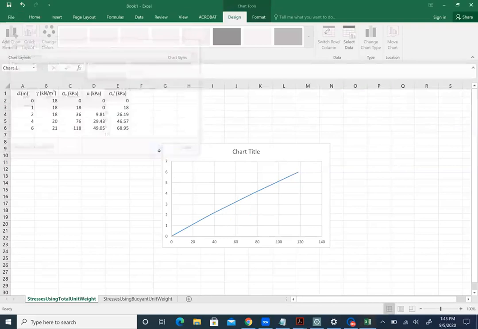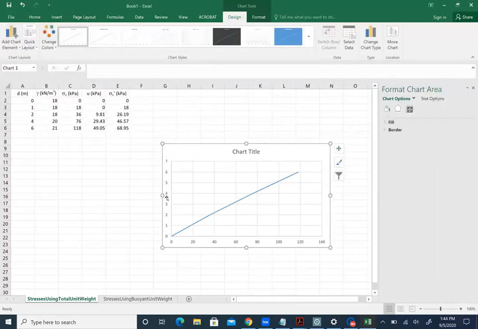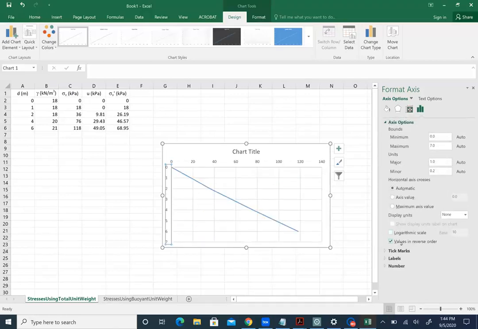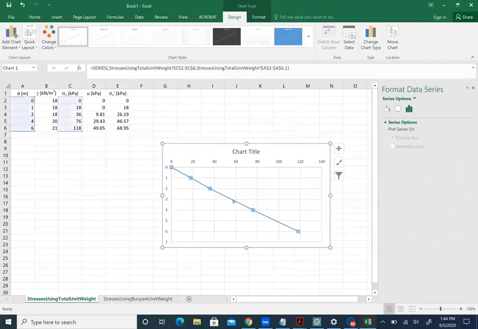And then let me come and fix one thing here. The axes. Axis options. Okay, here we go. Reverse. So values in reverse order. Right? So instead of making the depth values negative, I've kept positive depth values, but I put them in reverse order. And now you get exactly the plot that you want.